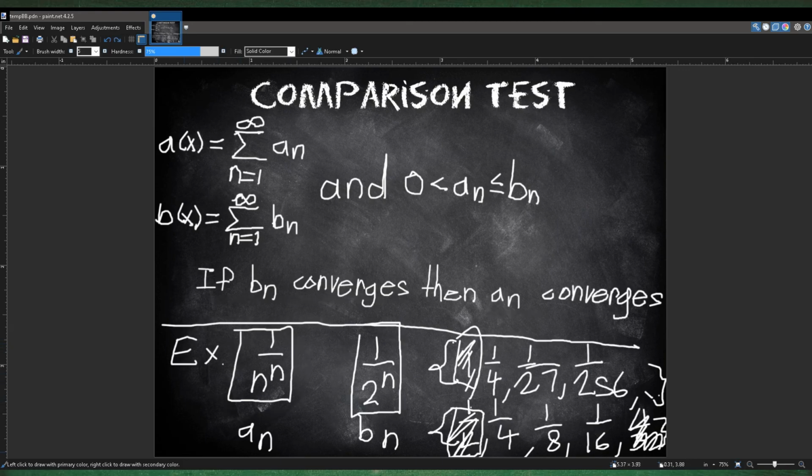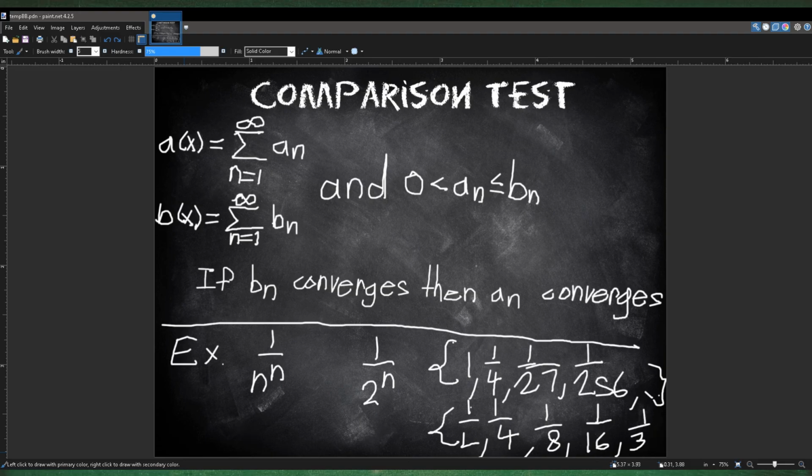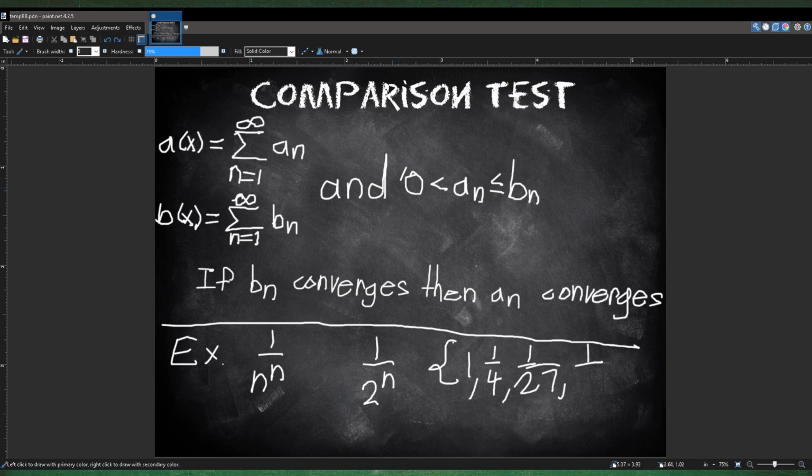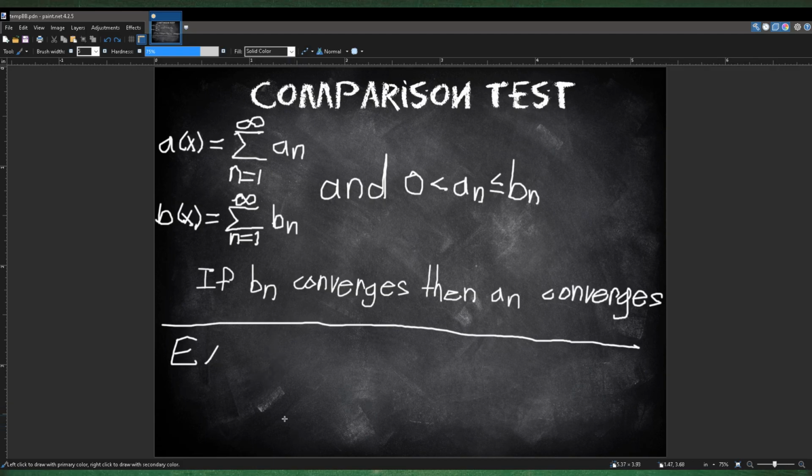And that's the idea of the comparison test: you have to find another equation whose terms are generally bigger than whatever you're trying to answer. If the terms are also positive, because it's greater than 0, and the equation that you find is converging, then the equation that you're trying to answer is also converging. That's the general idea of the comparison test.